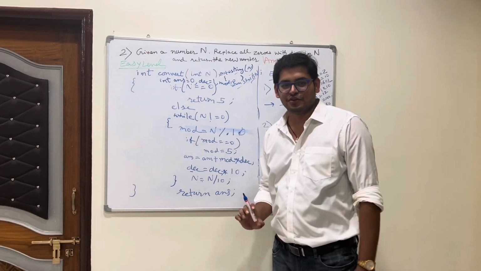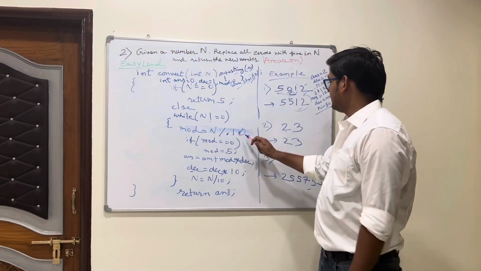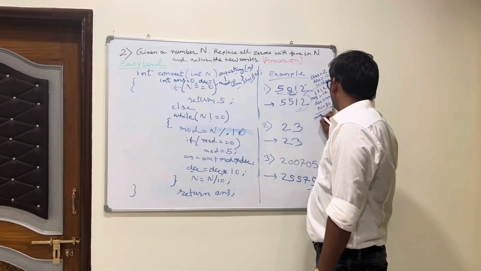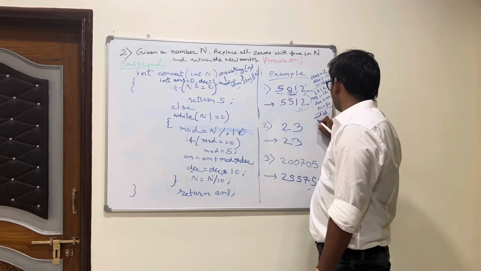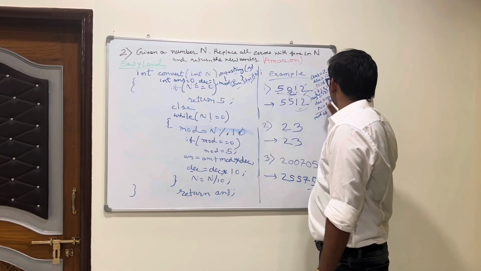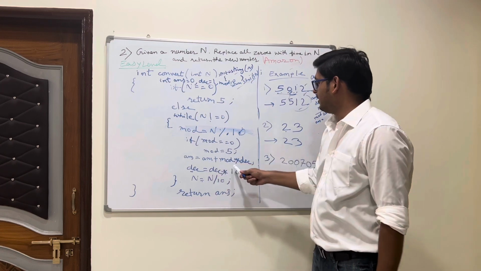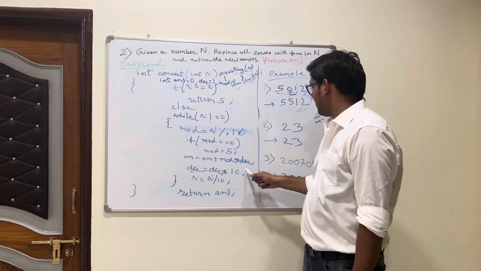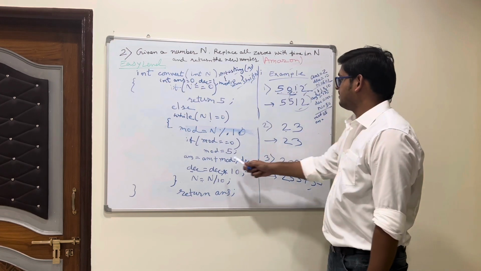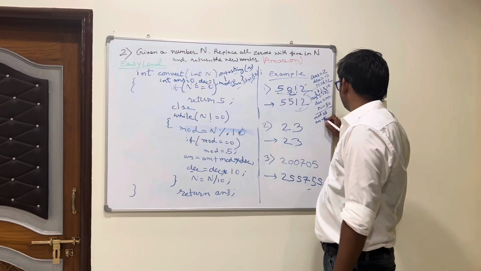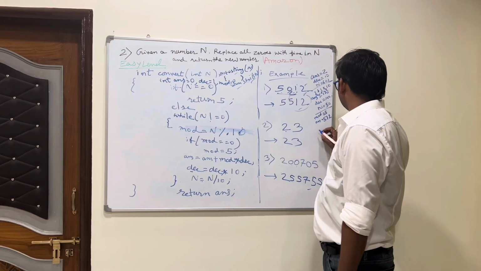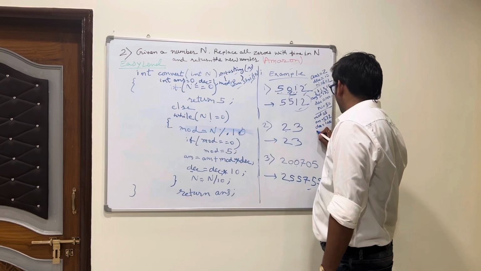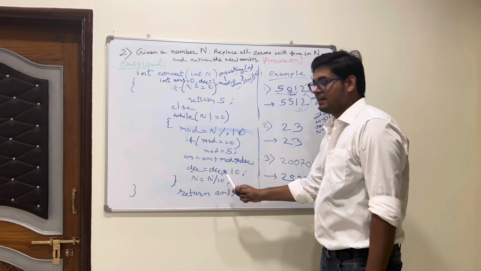Now 50 is not equal to 0. So 50 mod 10, we get mod is 0. Since mod is equal to 0, mod will become 5. What will be our answer? Answer would be answer plus mod into decimal. Answer's value was 12. So mod is 5 into 100. 500 plus 12. 512. And the decimal value would be now 1000. And the n value would be now 50 divided by 10 is 5.